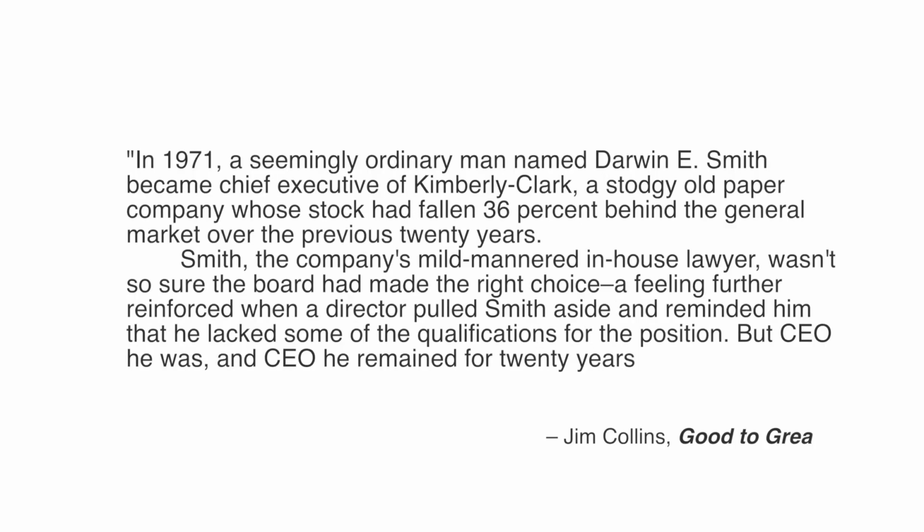In 1971, a seemingly ordinary man named Darwin E. Smith became chief executive of Kimberly-Clark, a stodgy old paper company whose stock had fallen 36% behind the general market over the previous 20 years. Smith, the company's mild-mannered in-house lawyer, wasn't so sure the board had made the right choice, a feeling further reinforced when the director pulled Smith aside and reminded him that he lacked some of the qualifications for the position. But CEO he was, and CEO he remained for 20 years.